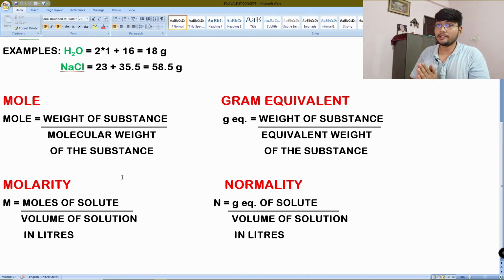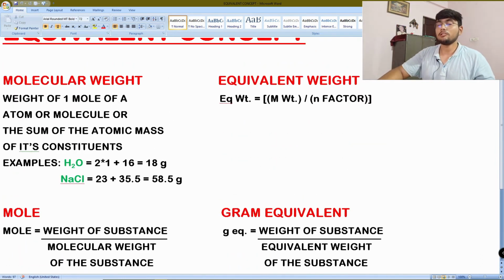So this is how you can understand it. What is molarity? Moles of solute upon volume of solution in liters. Now what is normality? Gram equivalent of solute divided by volume of solution in liters. So normality is just an equivalent term of molarity, not equal or the same terms, they are equivalent terms. Moles of solute is used in molarity and the equivalent term of mole is gram equivalent, so you will be using gram equivalent in normality. Now let us do a quick revision.